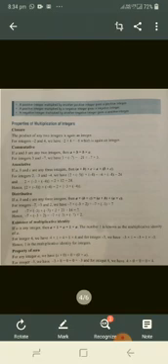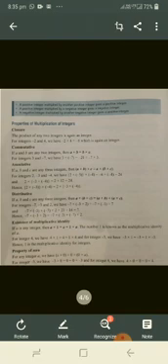Next, distributive property. This is an important property of multiplication of integers. We will use this distributive law while doing sums. If a, b, c are any three integers, a into (b plus c) equal to (a into b) plus (a into c). Means in the bracket b and c is there, and a is before the bracket. You have to multiply a with b and a with c.